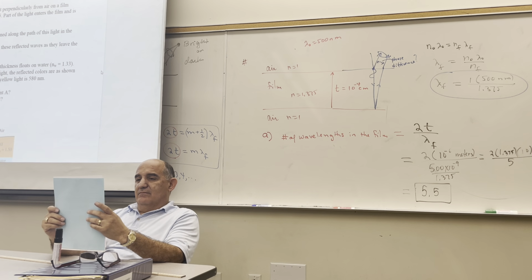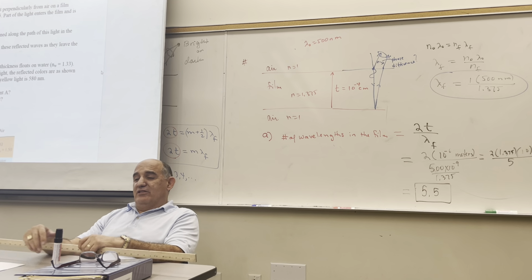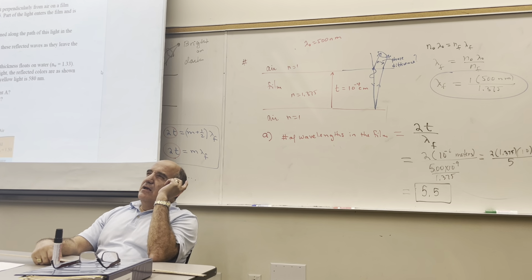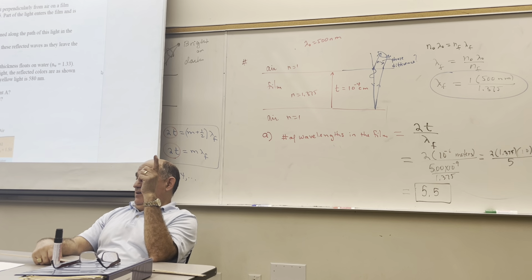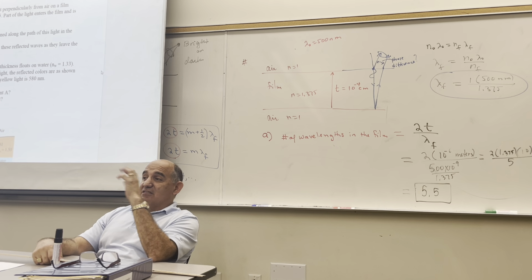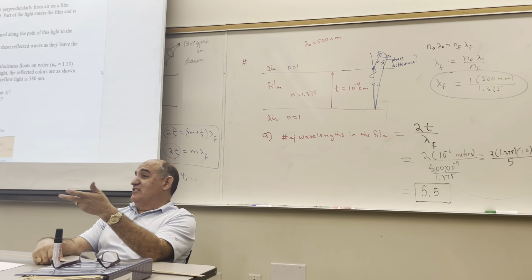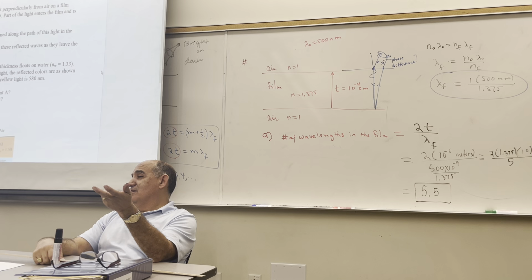So how do we figure it out? Well, let me ask you this. If they combine to give you a bright spot, what would be the phase shift between them? Phase shift, the angle. Zero. On the other hand, if they combine to give you a dark spot, the phase shift is 180 degrees or pi radians, right?